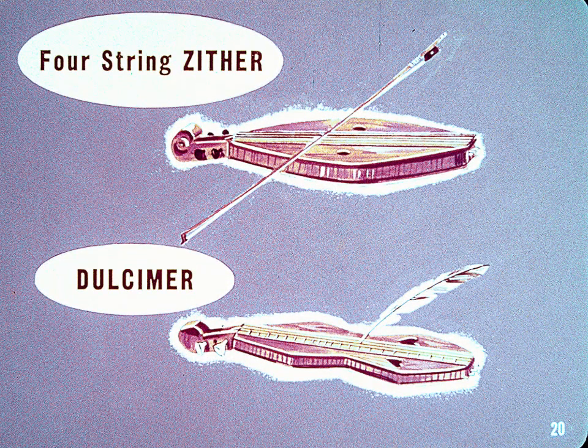There are other types of zithers. One has 4 strings, is played with a bow, and produces a harsh nasal tone. The second is the dulcimer, a simple zither with 3 strings tuned to these notes: C, F, C, or C, G, C.